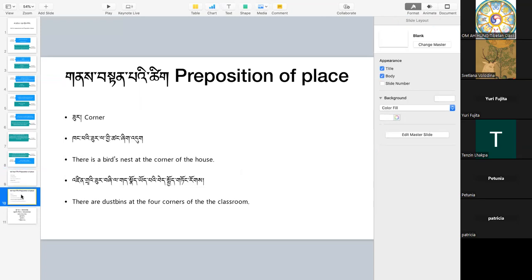Then we have sur, which means corner. So not in the middle, but at the corner. Kangbe surla chizang shitu. There is a bird's nest at the corner of the house. Then the second one is Zinche sur shila henu yebe pejo tongro. There are dustbins at the four corners of the classroom, so please use them.